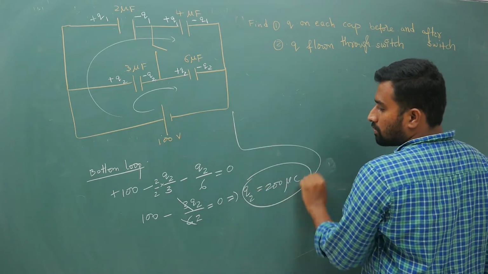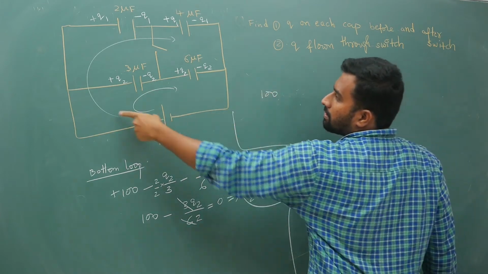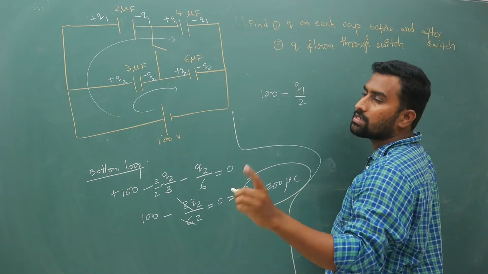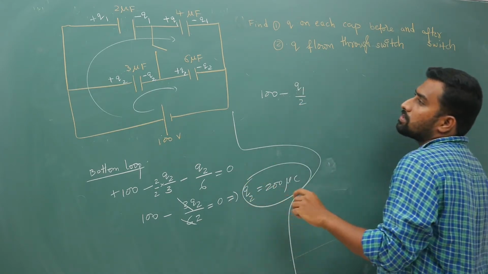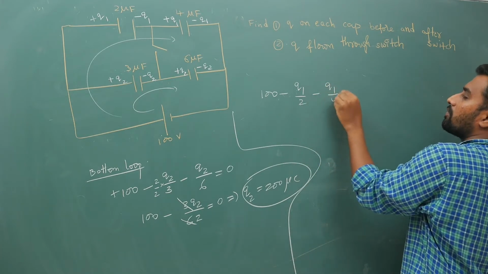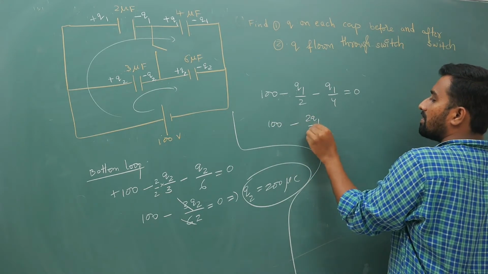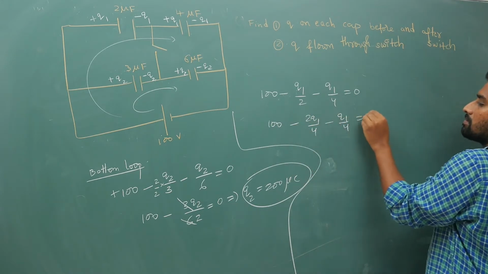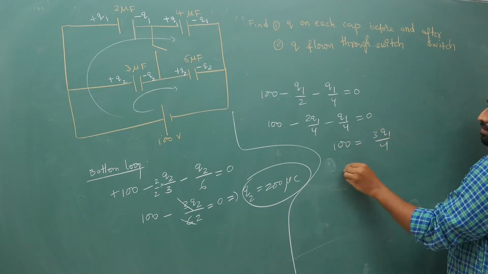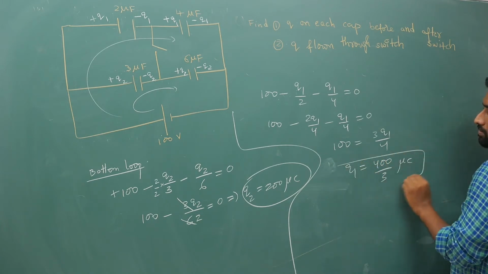Next, if you go through the top part, plus 100 for the battery minus Q1 by 2, because Q is equal to C into V, your potential difference is Q by C. So it is minus Q1 by 2 minus Q1 by 4, that is equal to 0. So 100 minus 2 Q1 by 4 minus Q1 by 4 is equal to 0. Your 100 is equal to 3 Q1 by 4. So Q1 is equal to 400 by 3 microcoulombs.